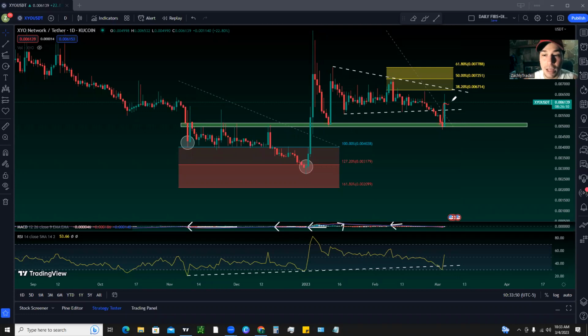We really want to see XYO continue to trend back upwards, break through this initial trend line on the top here, as well as break through our major levels to the upside to have any chances of retesting our previous highs or even creating new ones.